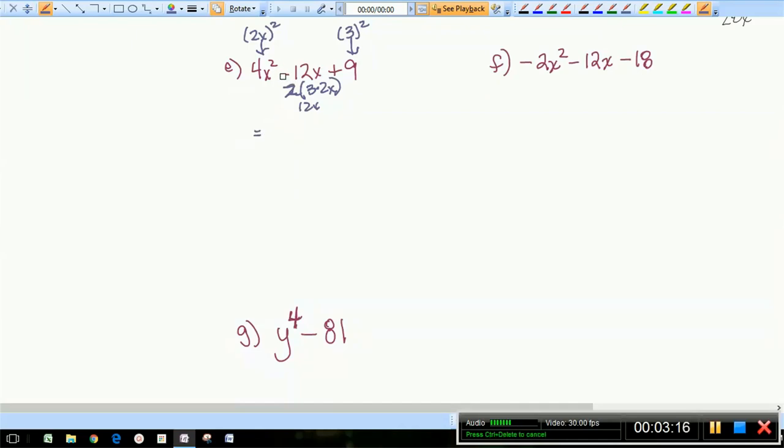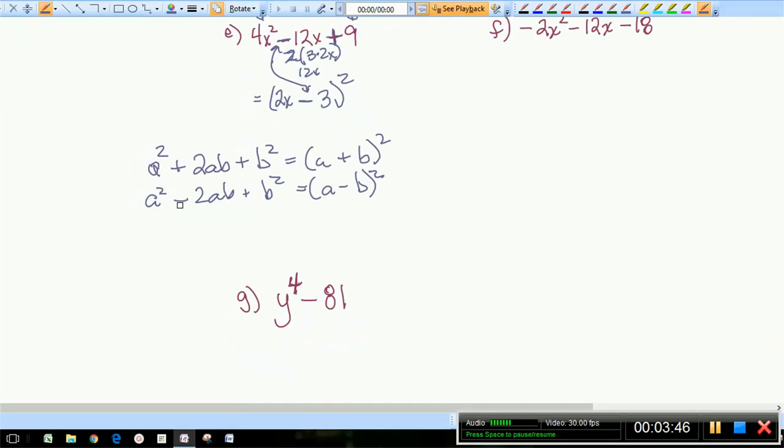As long as you are aware of how the sign patterns go, if this middle term is subtraction, then in your binomials you'll have a subtraction. And you just take the square roots of the first and last and square it. That's how it goes. That is us fitting it into the pattern. Remember those patterns.